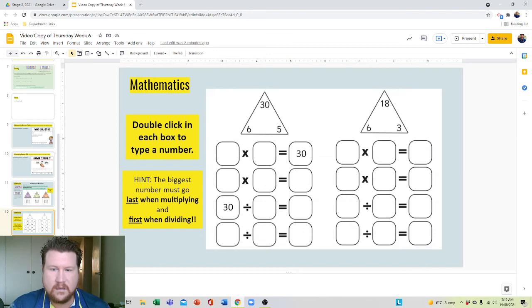See? Have a look at this one. They've started you off. The product goes here last, because you multiply two things together to get the product, and you divide the product with a factor to get the other factor. So 6 times 5, 5 times 6 is 30. 30 divided by 6 is 5. 30 divided by 5 is 6.